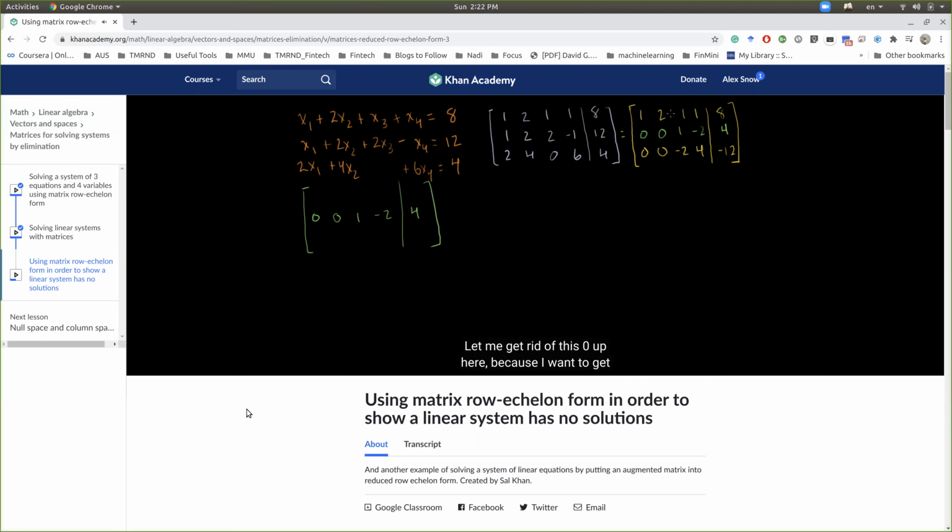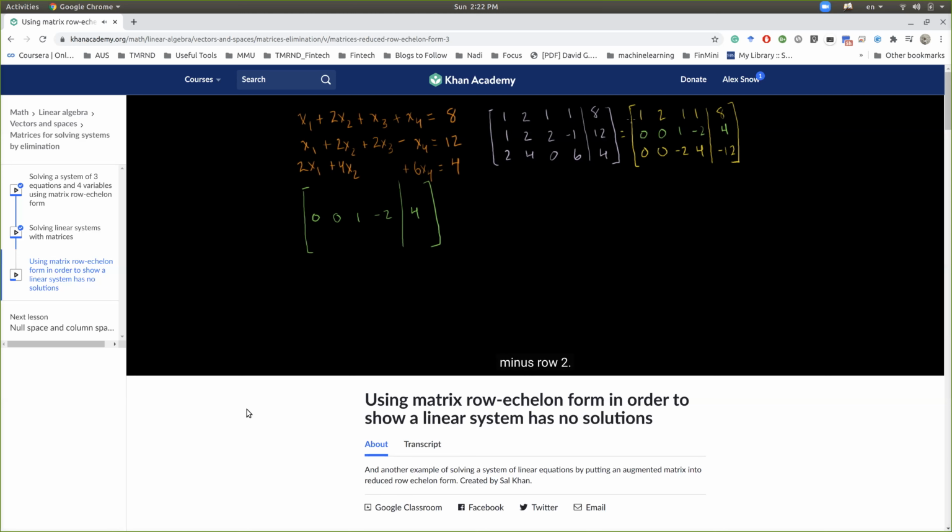Well, actually, let me get rid of this 0 up here because I want to get in reduced row echelon form. So any of my pivot entries, which are always going to have the coefficient 1, it should be the only non-zero term in my row. So how do I get rid of this one here? Well, I can replace row 1 with row 1 minus row 2.